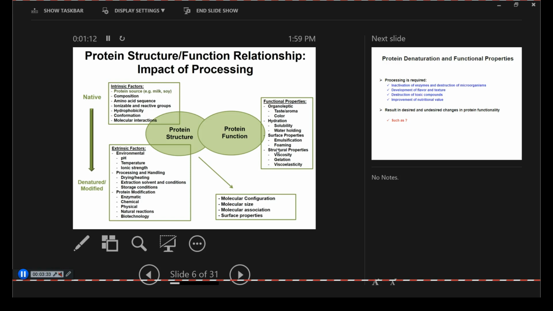The first thing that happens when you impart extrinsic factors such as temperature during processing is denaturation. The protein structure changes, and we refer to it as protein denaturation. So I'll be talking about protein denaturation, how the different factors impact it, and how that results in structural and functional changes. This is an overview of what we will cover in this topic.